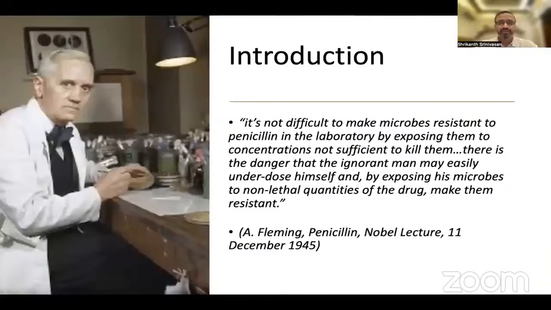So it all starts with this gentleman, Alexander Fleming, who got the Nobel Prize for discovering penicillin. But at the same time, he added a rider. He said that it's not difficult to make microbes resistant to penicillin in the laboratory by exposing them to concentrations not sufficient to kill them. There is the danger that an ignorant person may underdose himself and hence, by exposing his microbes to non-lethal quantities of the drug, make them resistant.